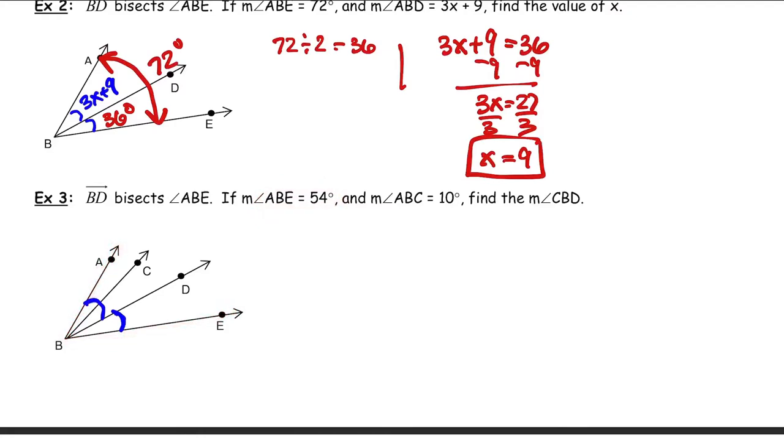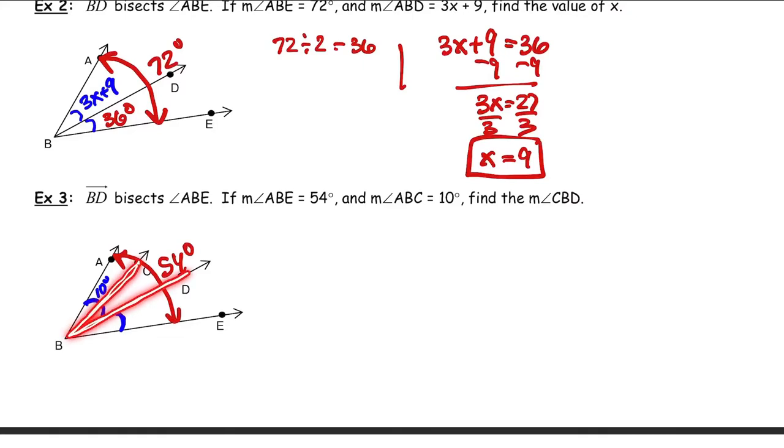So what I like to do is on the outside, put a big arc. If this whole thing is 54 degrees, and measure of angle ABC is 10. Well, ABC is just this tiny angle up here. That's going to be 10. Then it says find the measure of angle CBD.